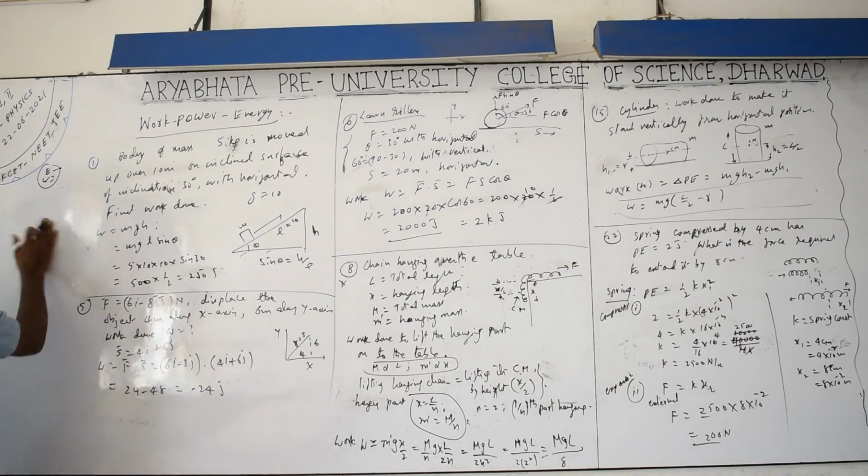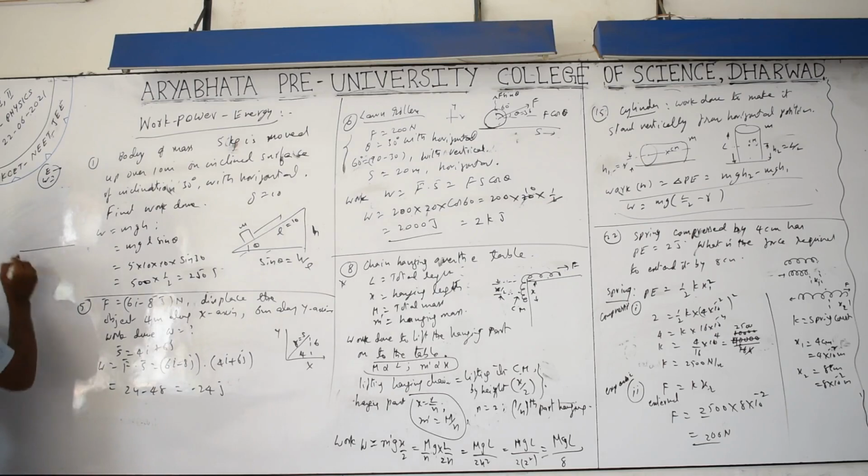If you are doing work to lift an object, and it is not a point body but a big object or extended body, then the work done is equal to lifting its center of mass. So if I make this object lifted up, it was horizontal and I made it straight up, the work done is nothing but mgh.